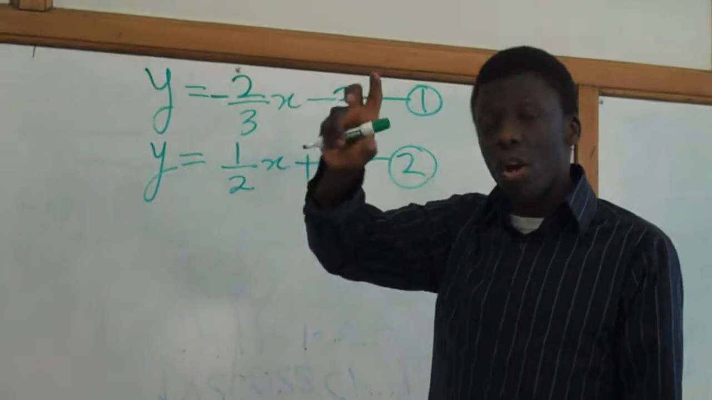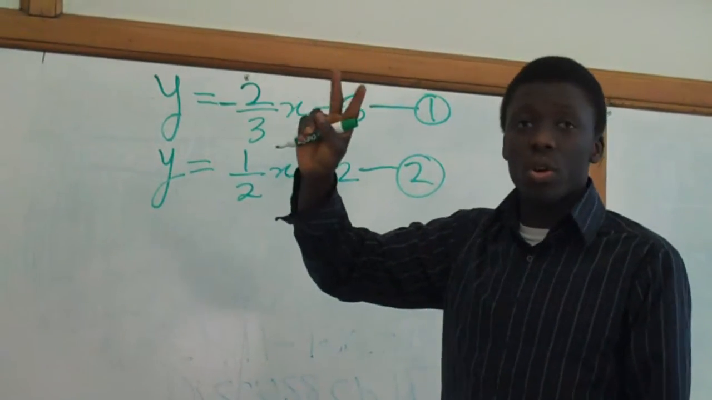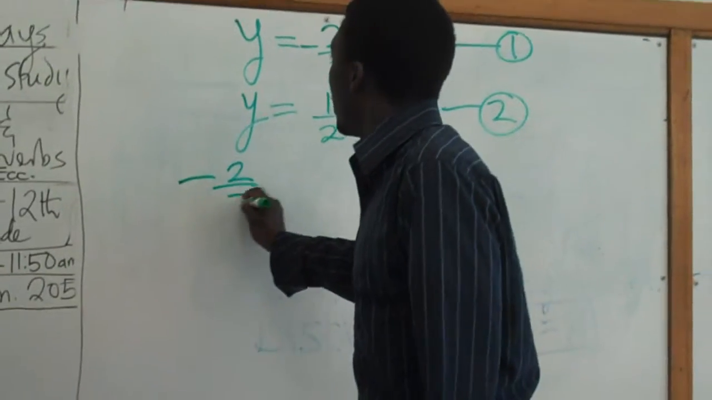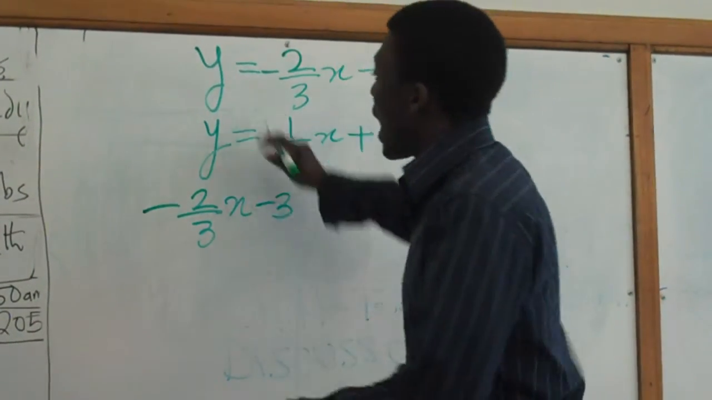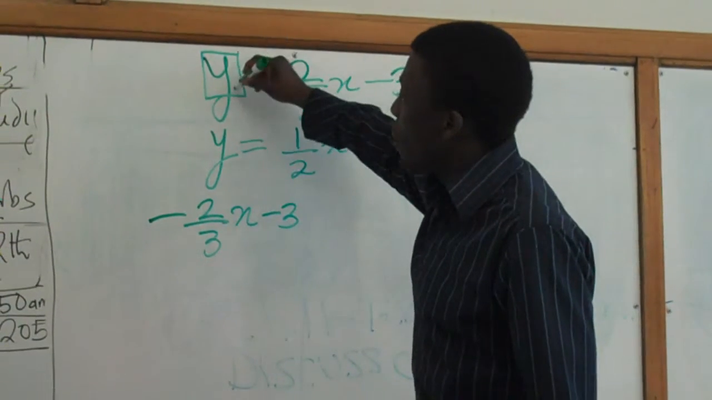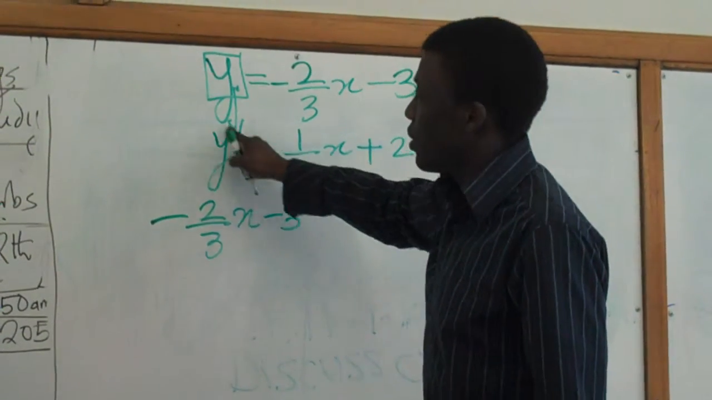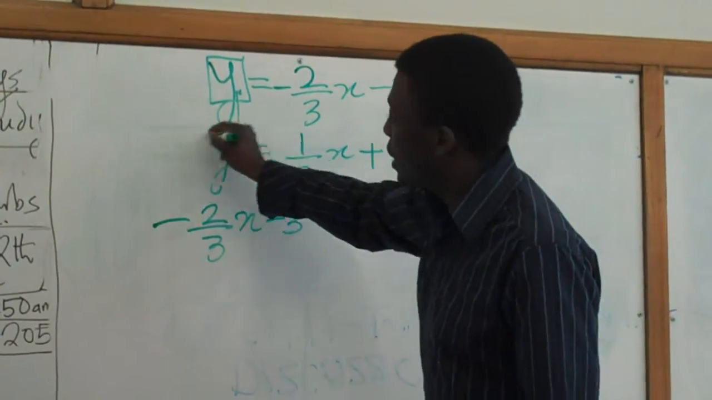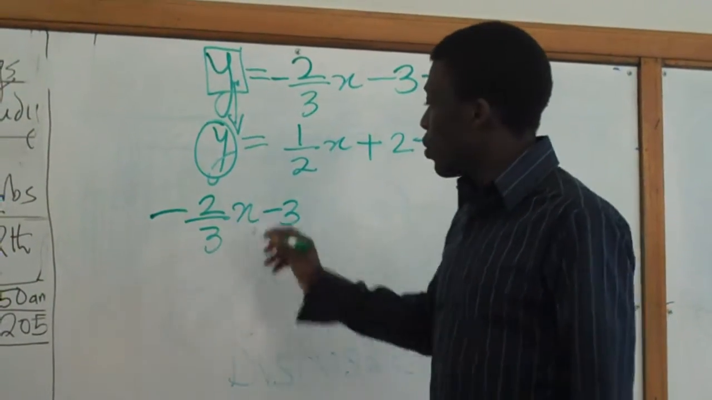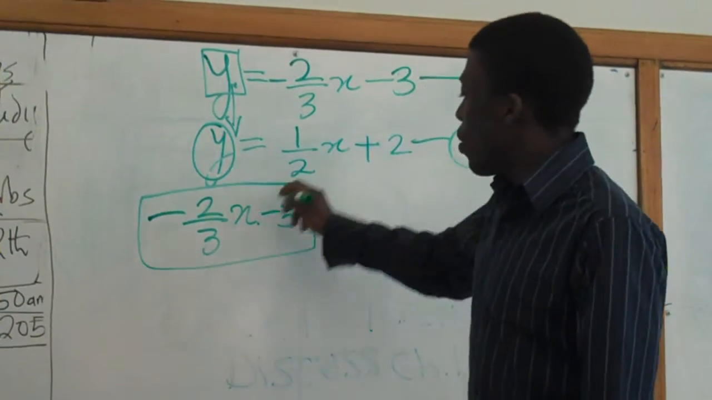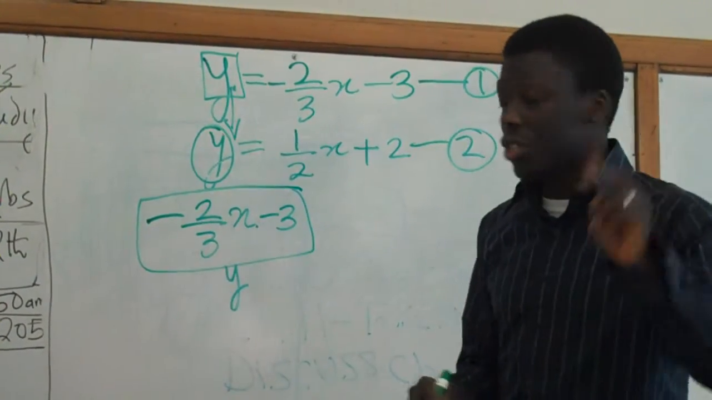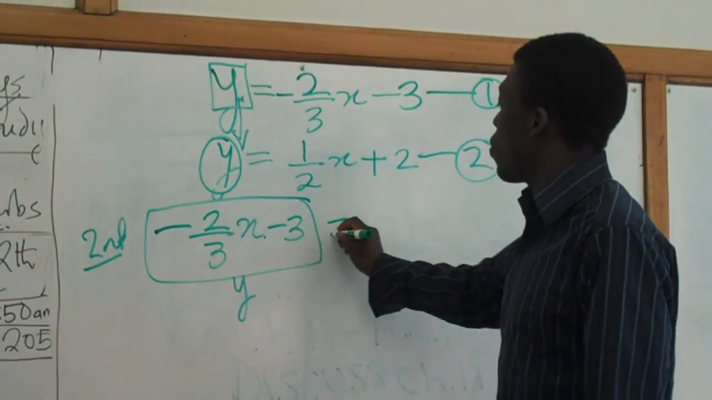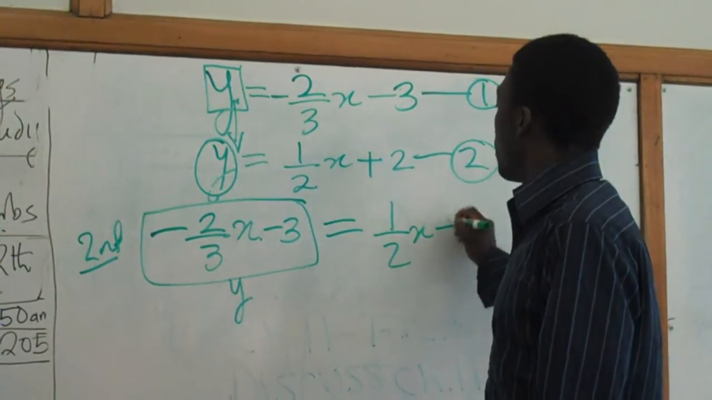We're going to equate them, one equal to the other. And the second thing we're going to do is use substitution. So minus 2 over 3x minus 3, that's y, right? And we're plugging it in right here. Everyone see that? I'm taking the value of y and plugging it in there. So this has taken the place of y from the second equation. Okay, so we have that is equal to 1 over 2x plus 2.